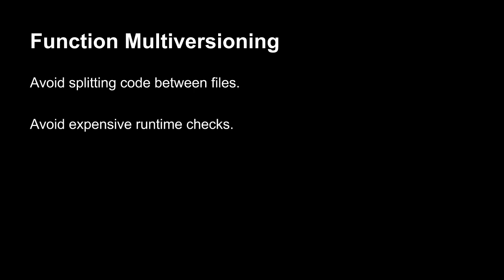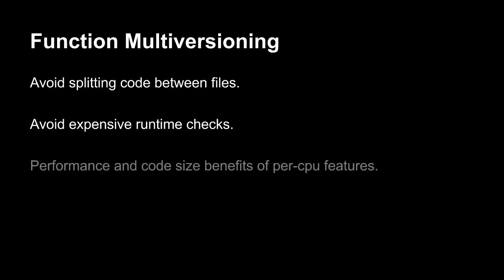So enter function multiversioning. We avoid splitting code between files, because to do the previous version, you can't compile that in the same file, right? You have to split it out, because again, AVX for one file, not AVX for the other. It also avoids expensive runtime checks. CPU ID, you can cache. It's still not fast, right? And you're probably going to do it in every shared library at least, probably multiple times per program. And honestly, given the size of programs these days, you're probably going to do it 150 times at least in a very small program. It also gives you some serious performance and code size benefits, right?